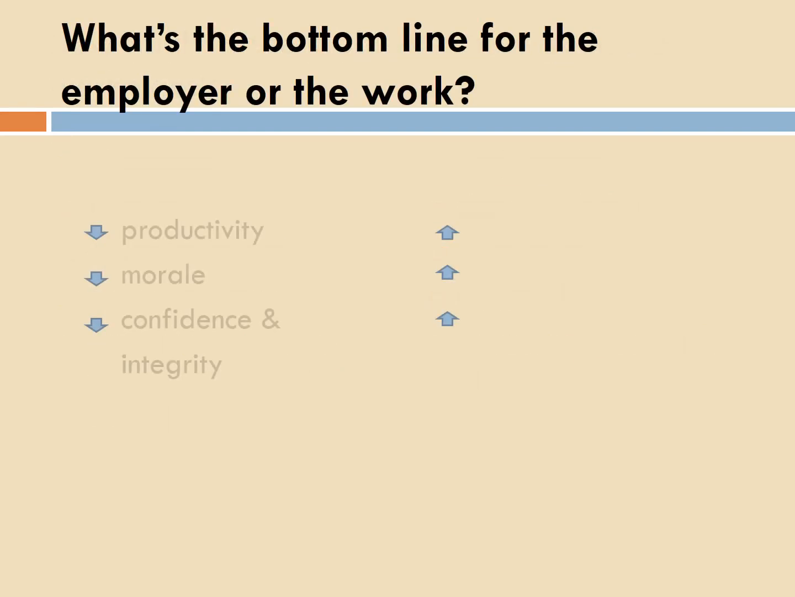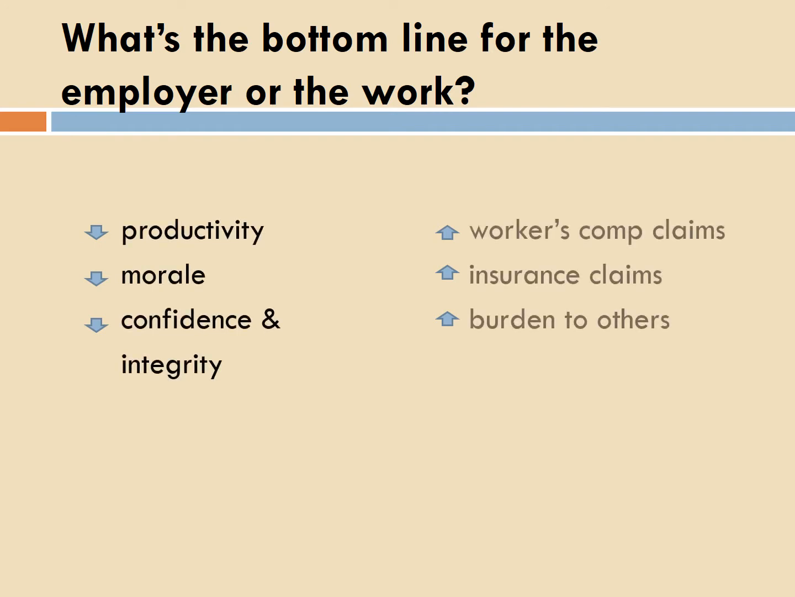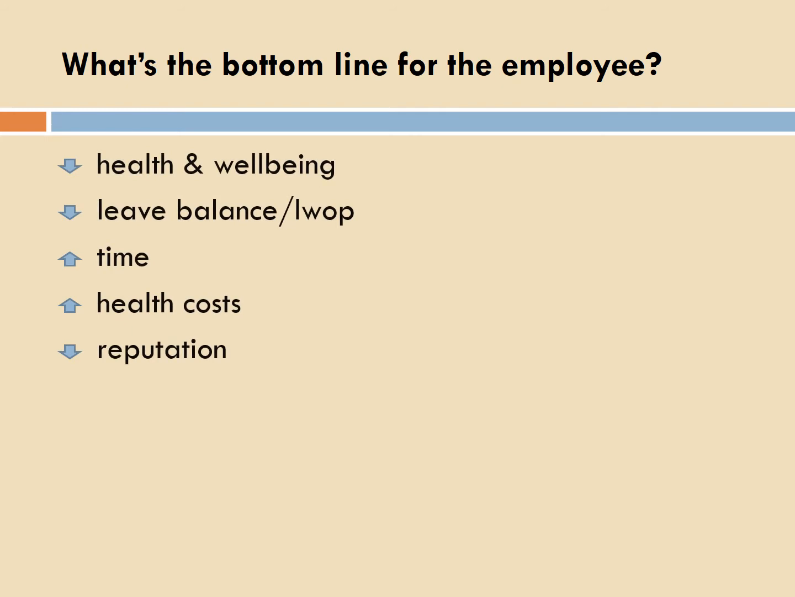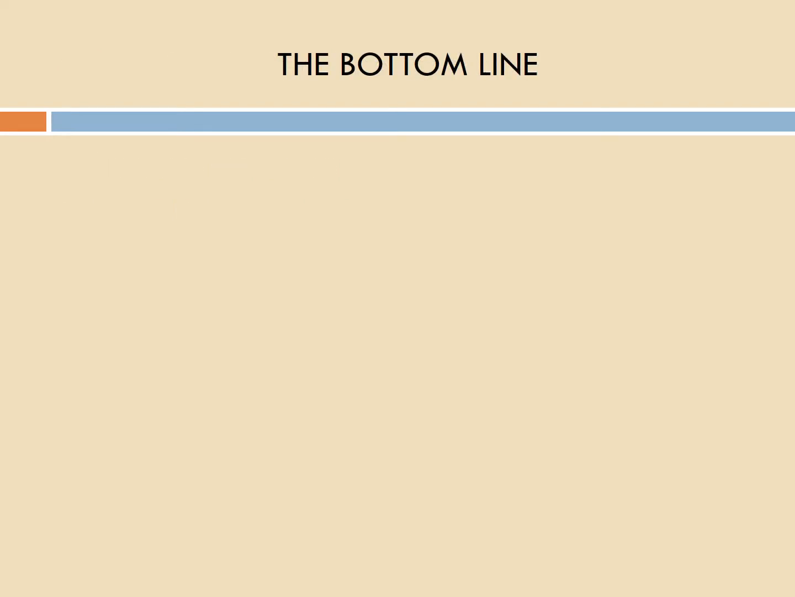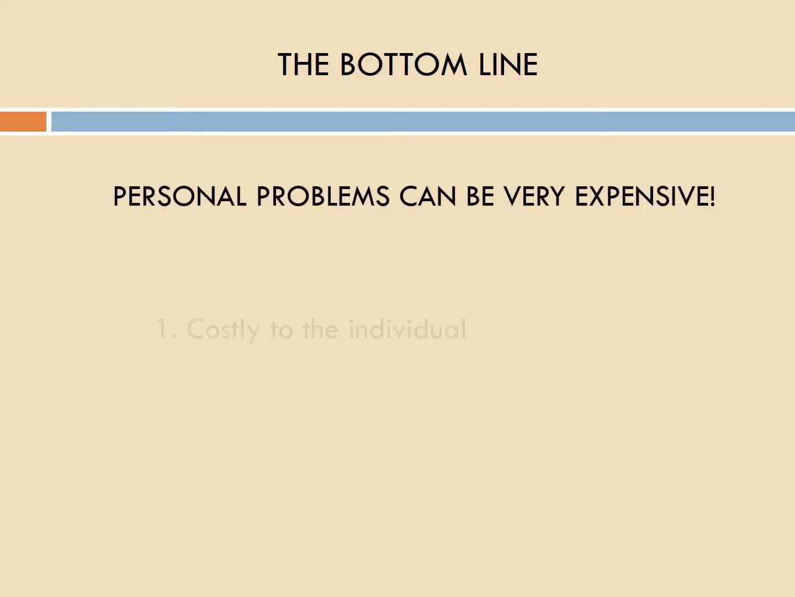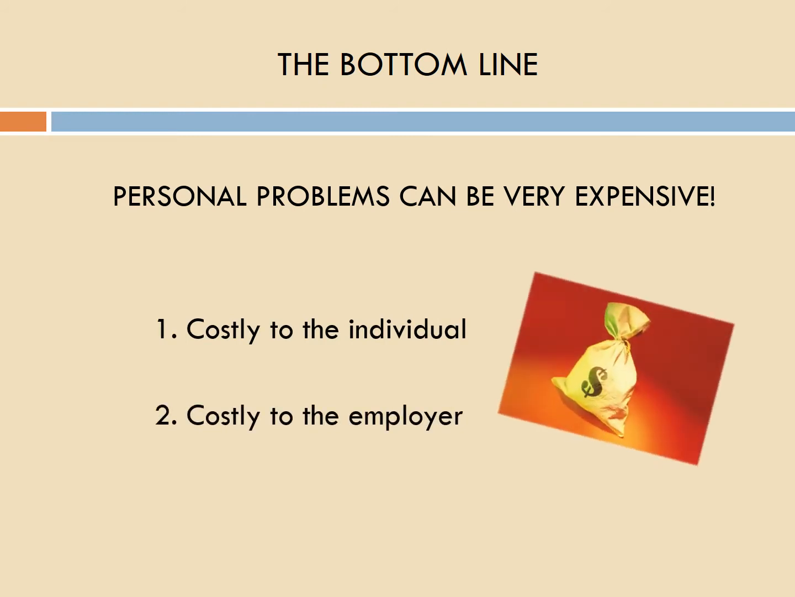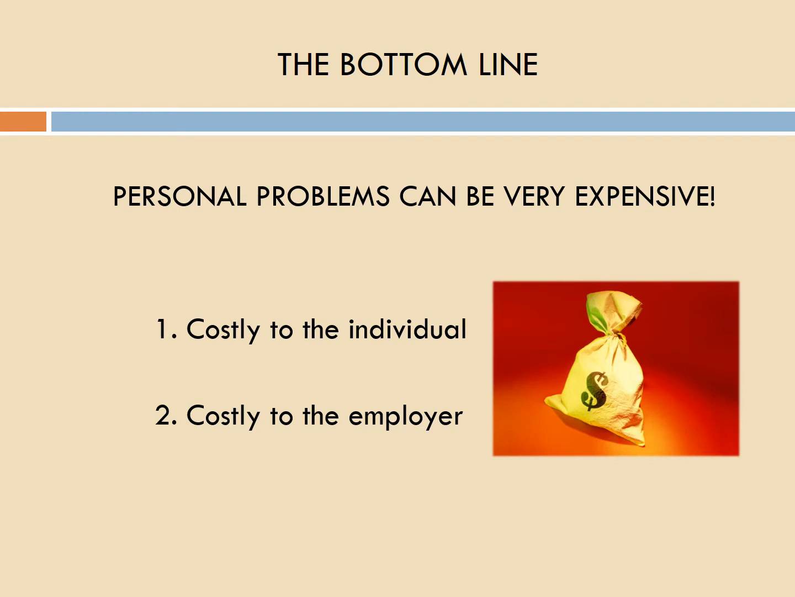So what's the bottom line for the employer? Personal problems mean lower productivity and morale, and increased healthcare costs and burden to others. What's the bottom line for the employee? Well, besides the decline in the quality of their life, there's the time, health costs, and then possibly a hit to the reputation. The bottom line is personal problems are costly to the employee experiencing them and costly to the employer. So as a supervisor, you assist the agency and the employee if you help them get help.